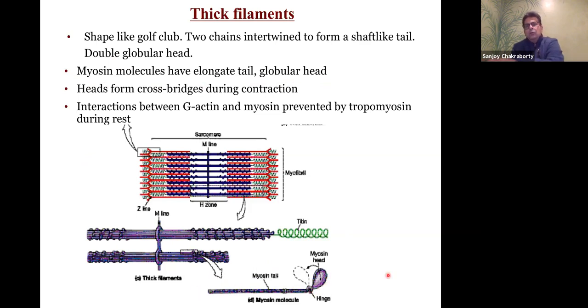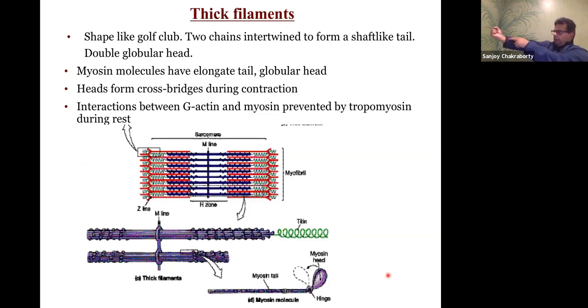It looks like a golf club. If you imagine a golf club, it has a stick and, at the end, a head with a hinge. So this is the tail, there's a hinge, and my fist is the globular head of the myosin molecule. The myosin molecule literally looks like this.